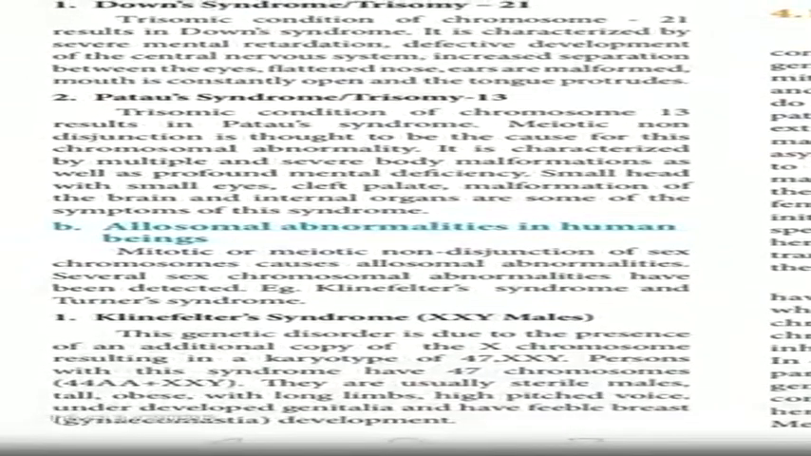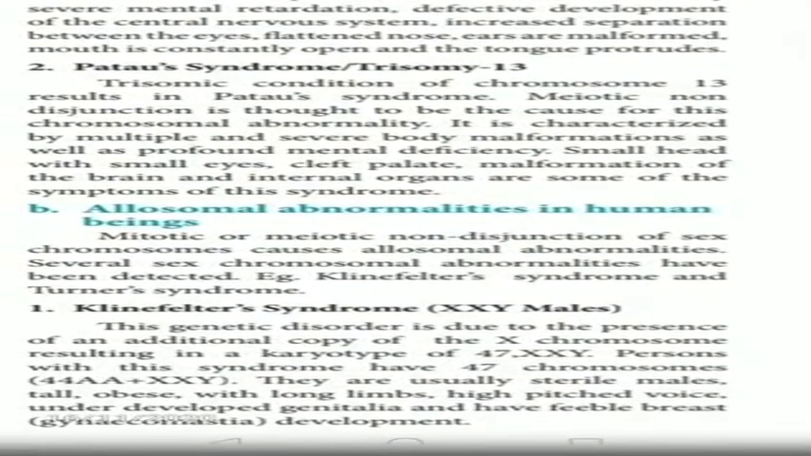Now we'll see the diseases caused by chromosomal abnormalities. Autosomal aneuploidy in human beings: autosomal means out of 46 chromosomes, up to 44 chromosomal changes. There are two types of chromosome abnormalities. One is autosomal aneuploidy in human beings. Aneuploidy means some extra chromosomes may be there, or fewer chromosomes. The other is allosomal abnormalities in human beings, which means some problem in the sex chromosomes.